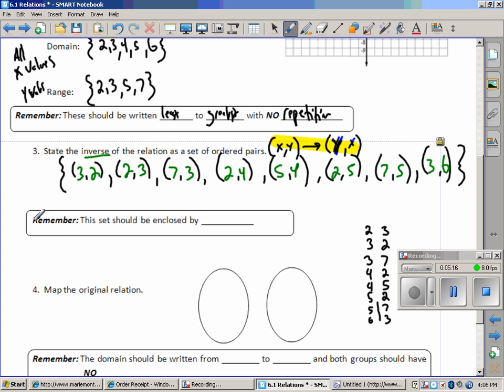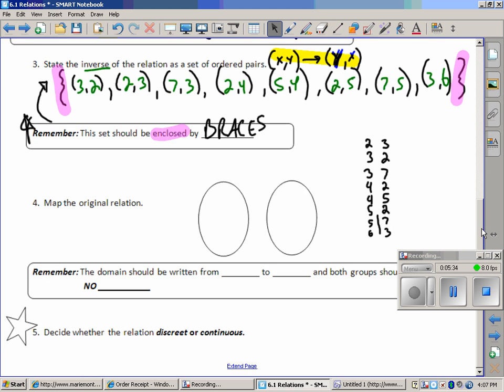Now, I have a reminder right here, and I'm going to read that, and that has to do with this inverse. It says, remember, this set should be enclosed by, well, what are they enclosed by? They're enclosed by these things. And what are they called? They're called braces. Okay, there's my reminder.